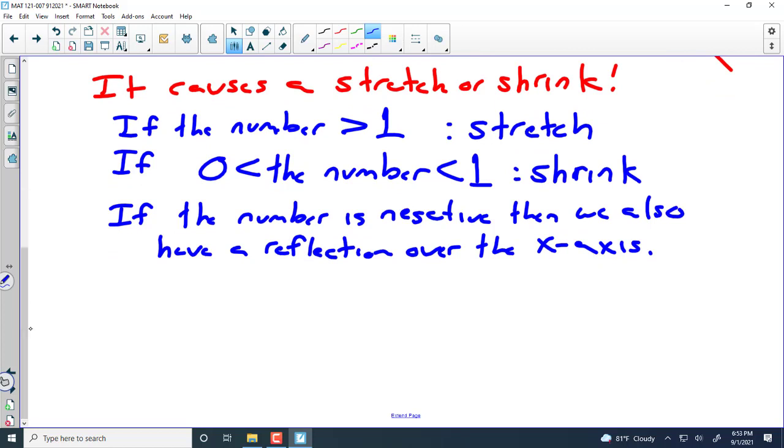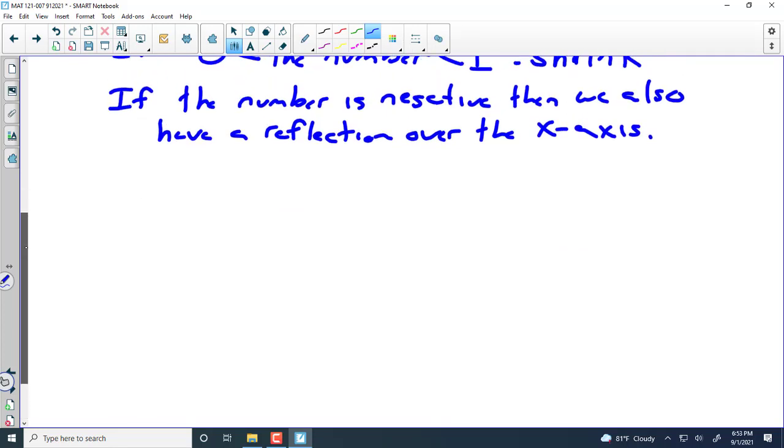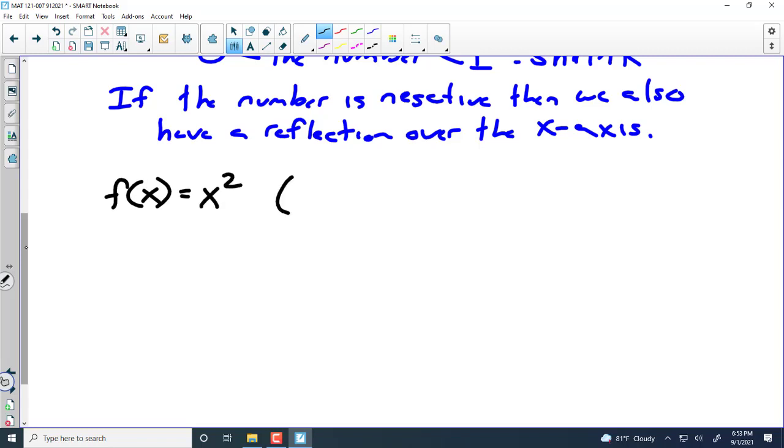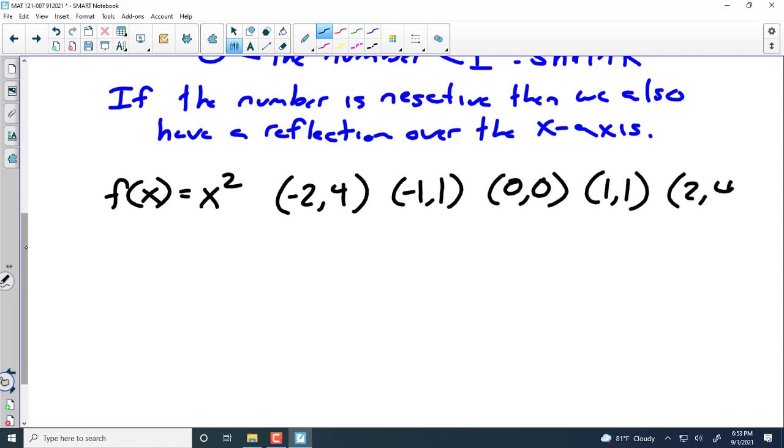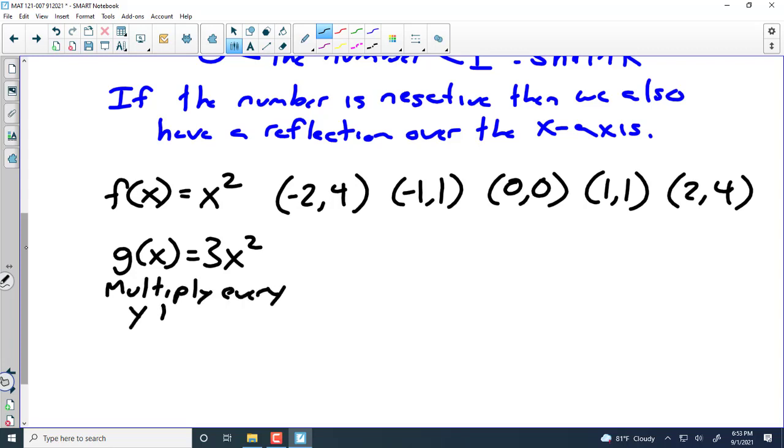So what does this look like? I'll just show you a couple quick examples, then we'll take our break. f(x) = x squared has (-2, 4), (-1, 1), (0, 0), (1, 1), (2, 4). You see a new function that looks like this: g(x) = 3x squared. Multiply every y by 3.